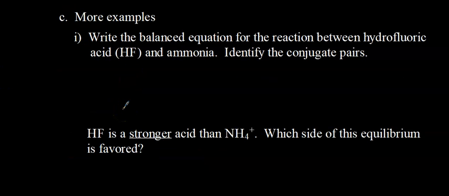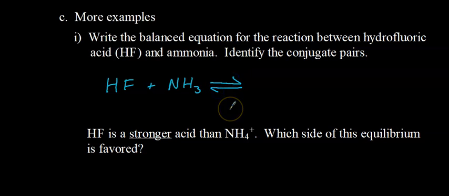All right, let's take a look at another example. It says write the balanced equation for the reaction between hydrofluoric acid and ammonia and identify the conjugate acid-base pairs. Let's go ahead and do that. Typically, when you have a weak acid and a weak base, we're going to write it with an equilibrium arrow. I'm not too concerned with the type of arrow that goes here, but when you're identifying conjugate acid-base pairs, we usually do use this double arrow.